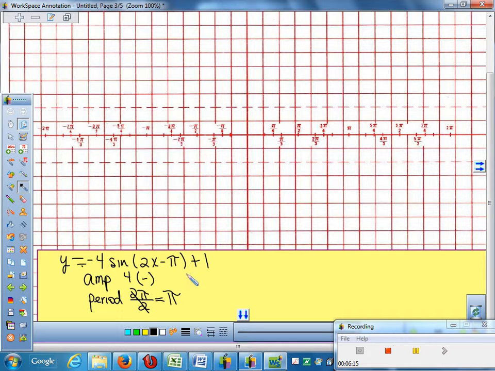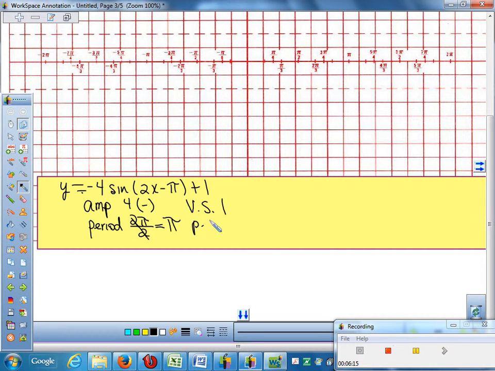I personally always do the vertical shift first. Vertical shift up or down is 1. And then the real key, we need to do phase shift, which, I have to set that quantity equal to 0, in which case x is going to equal, I'm going to add pi over and divide by 2. So I'm going to shift and start this graph at positive pi over 2. Okay. Those are the 4 components I need.